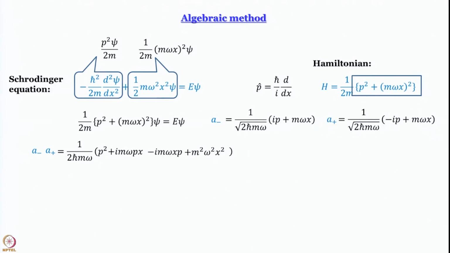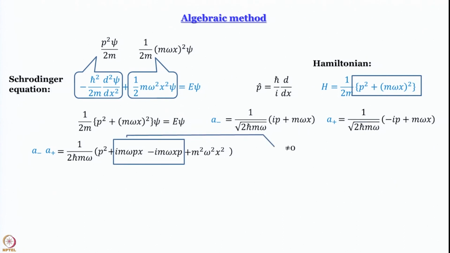In that what we get is minus I m omega x p. Okay. So, inside the bracket what we have got is p square plus I m omega p x minus I m omega x p plus m square omega square x square, that is your a minus a plus.